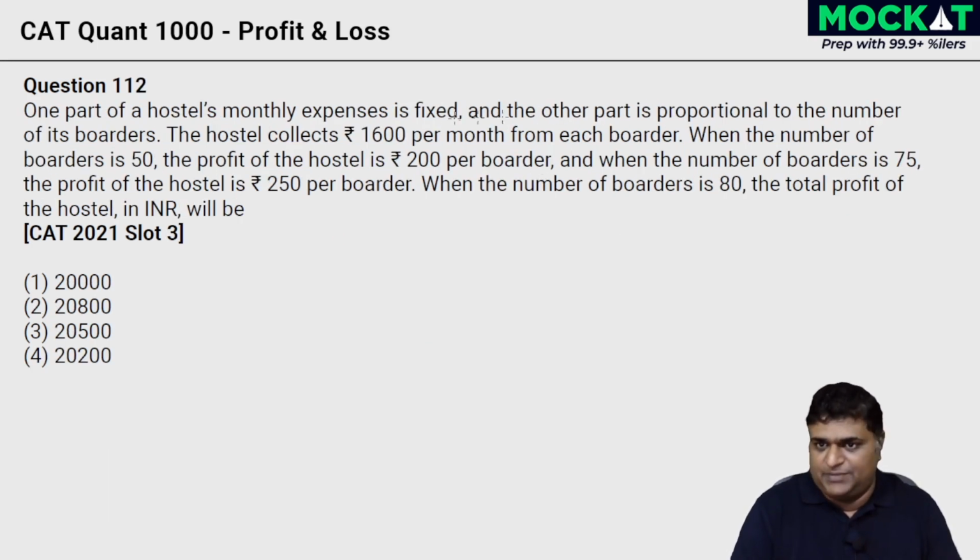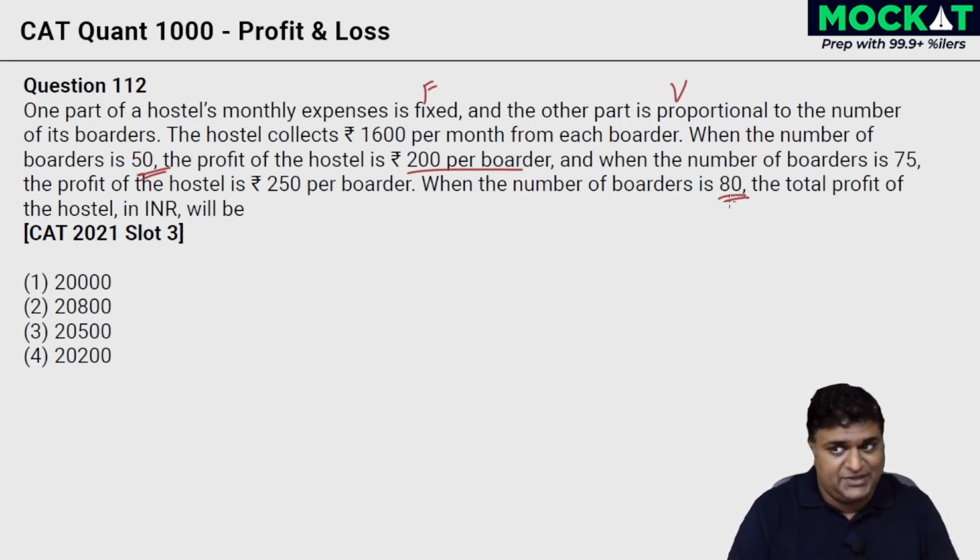One part of a hostel's monthly expense is fixed. Okay, there's some fixed cost. The other part is proportional to the number of its boarders. Okay, then you have a variable cost, which is to be multiplied with n, the number of boarders. The hostel collects 1,600 per month from each boarder. When the number of boarders is 50, the profit is 200 rupees per boarder. When the number of boarders is 75, the profit of the hostel is 250 rupees per boarder. When the number of boarders is 80, the total profit of the hostel in INR will be what?